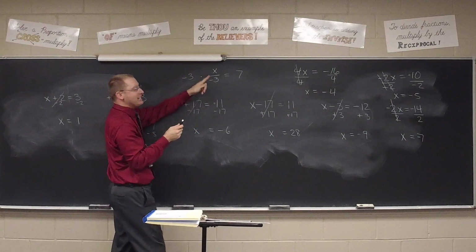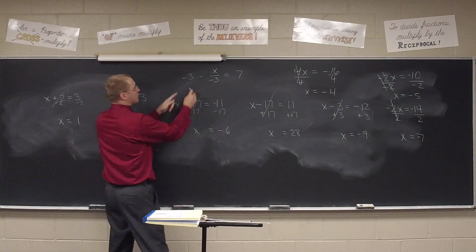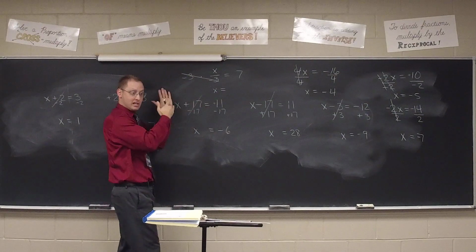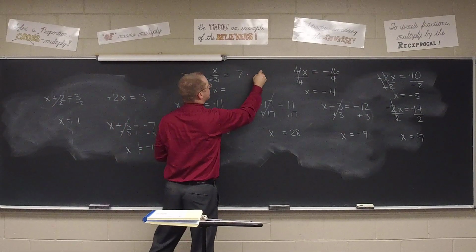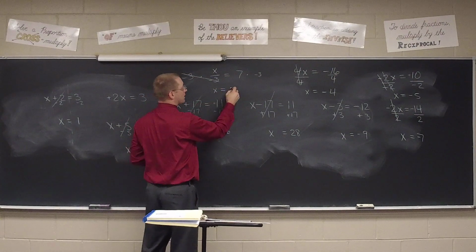So multiplying by negative 3 is the opposite of dividing by negative 3. Does that make sense? All right? And so when I multiply by negative 3, gone, all I'm left with is the x. But what I do to one side, I'm also going to multiply the other side by negative 3. And of course, we know that 7 times negative 3 gives negative 21.